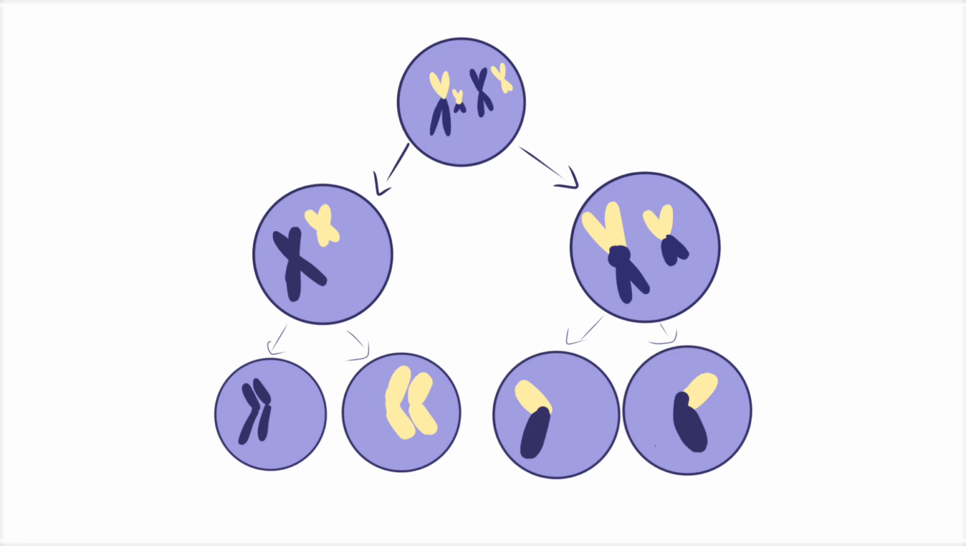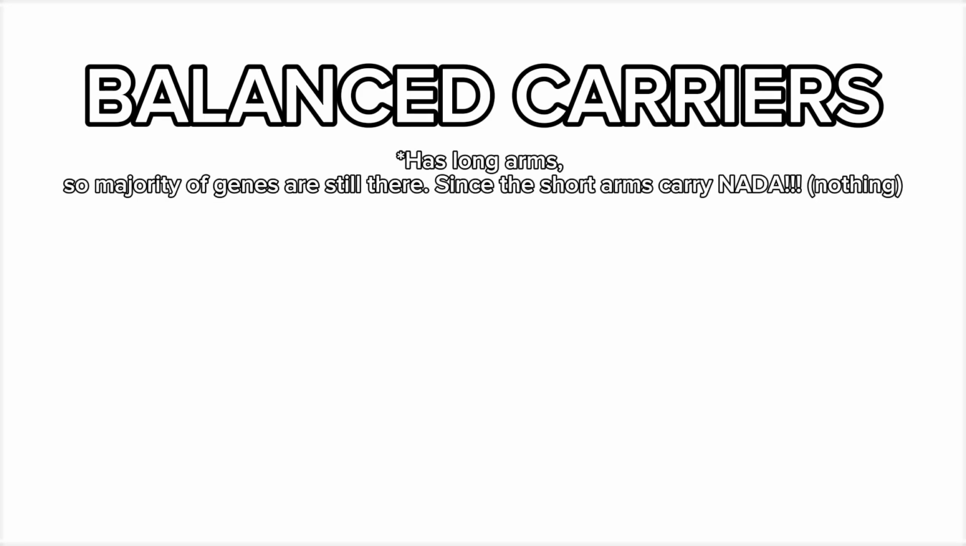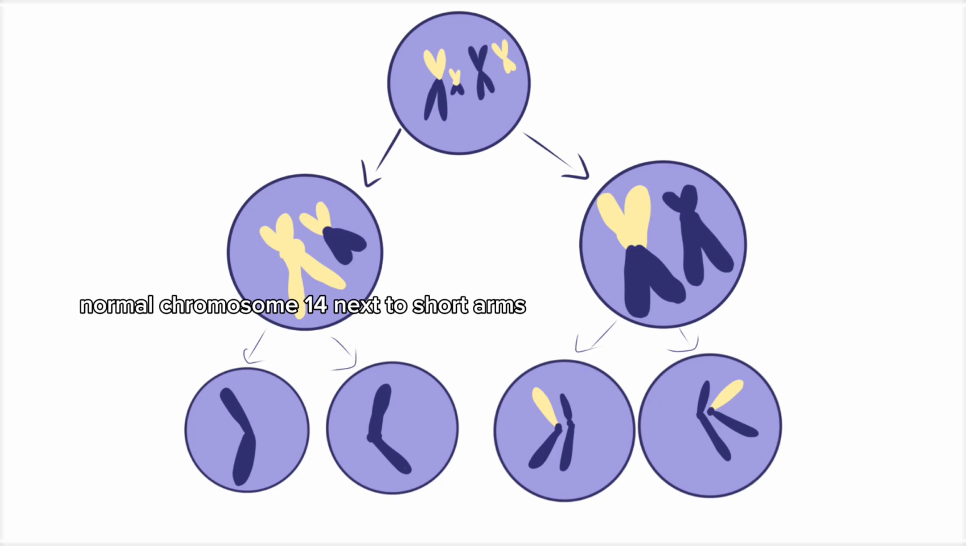It can either combine with the normal cells, or it can combine with the long arm chromosome cells. The term for this is balanced carriers, because it has the long arms, so most of the genes are still there. Now, let's say chromosome 14 ends up with the short arms, and normal chromosome 21 ends up with the long arms. Now, they split into 2 cells, 2 with the normal and long arm, and 2 cells with the normal and short arm, which is usually lost.